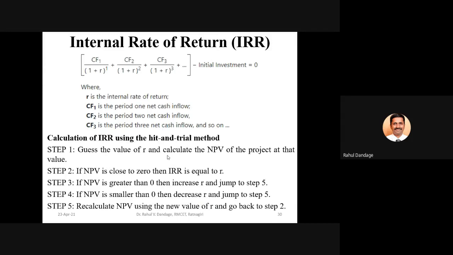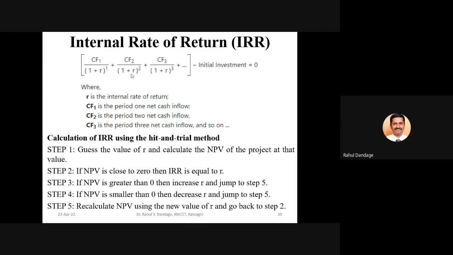So we have to guess the value of R and calculate NPV for the project at that value. If the NPV is close to 0, then IRR will be equal to R. If the NPV you get by the assumed value of R is greater than 0, then increase R and again calculate the NPV. Why are we increasing? Because the NPV you get is greater than 0. What we want is equal to 0.